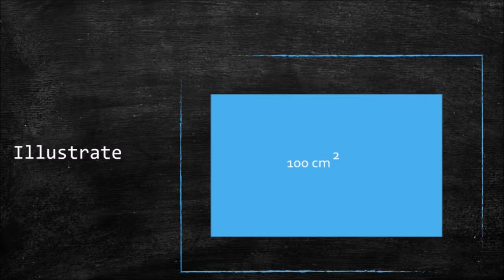Since two parallel sides of the rectangle are equal, we'll label it like this and label the other two sides as y. Since we're dealing with measurements, we can say that x and y are greater than 0. Now let's form the equation. We know that the area is 100 centimeters squared, so we can write it as 100 equals xy.